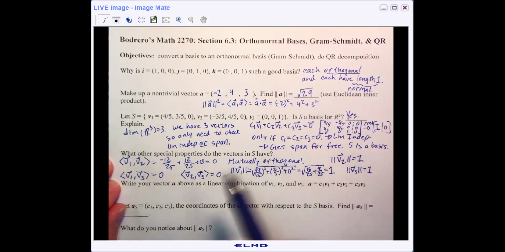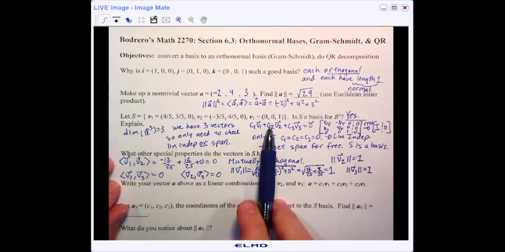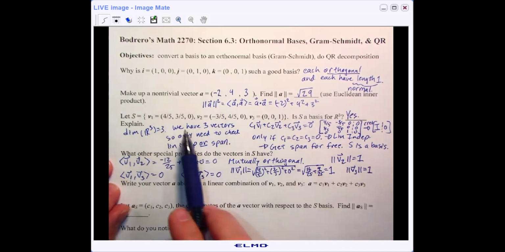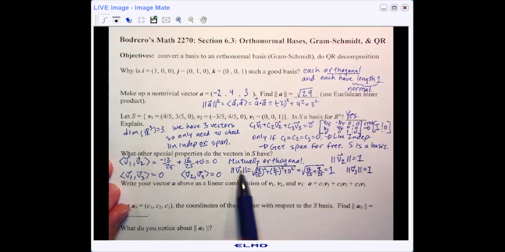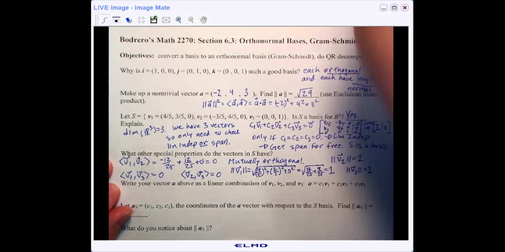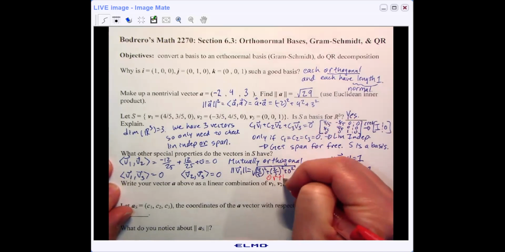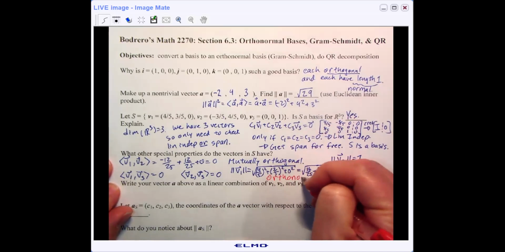So these S vectors have the same special properties that the I, J, and K vectors do, in the fact that they are mutually orthogonal and they each have length 1. And when that happens, we call these vectors an orthonormal basis.